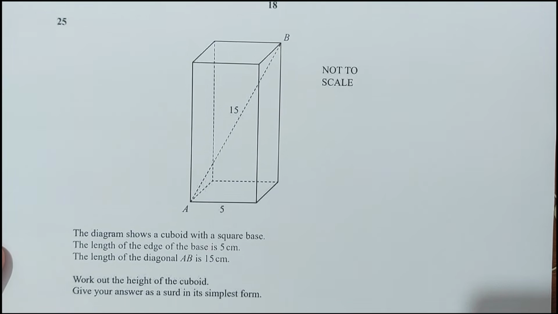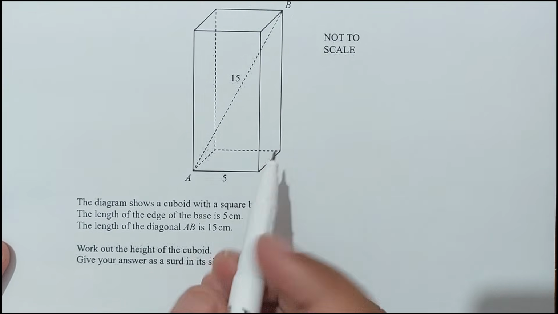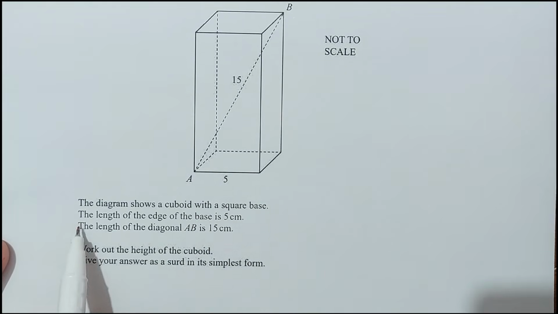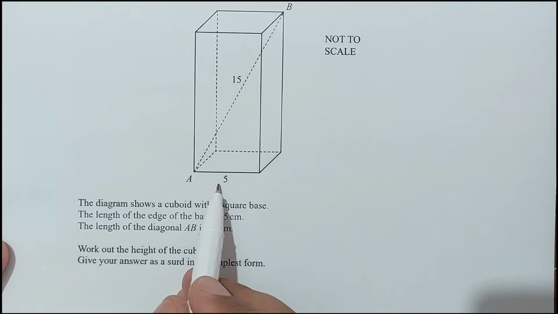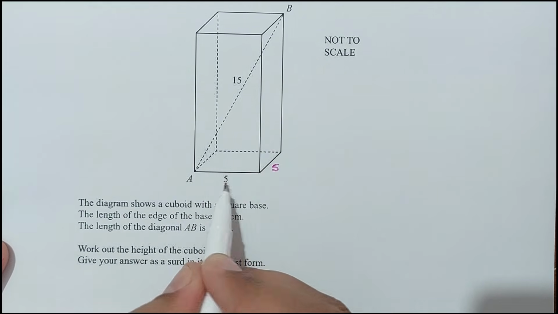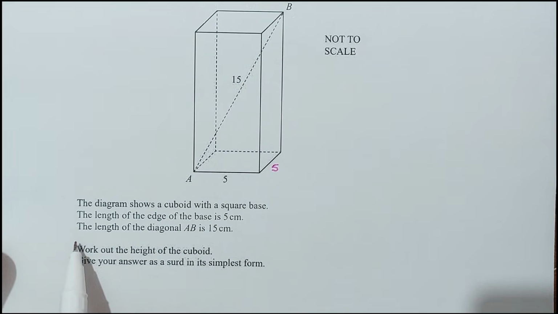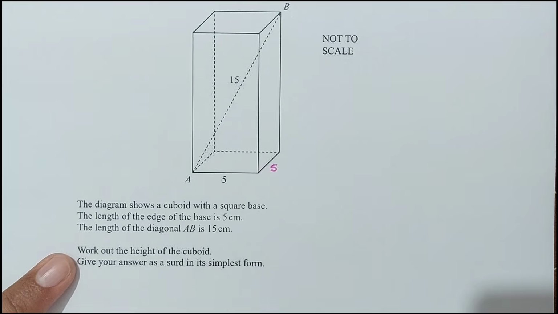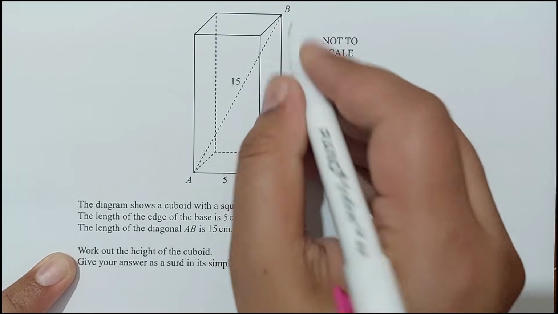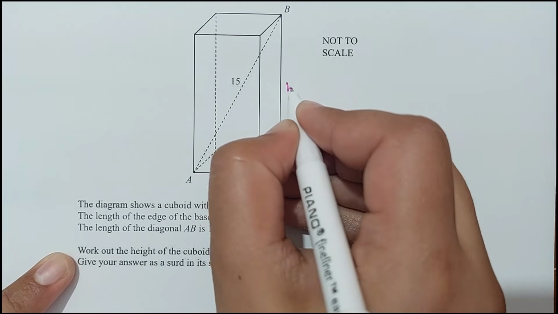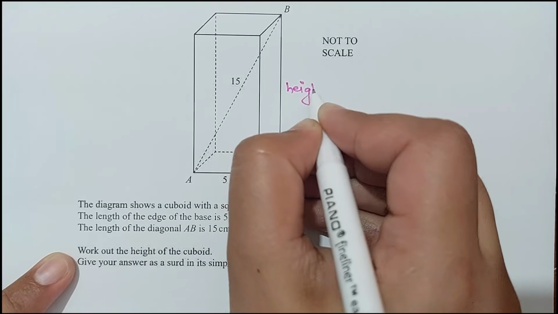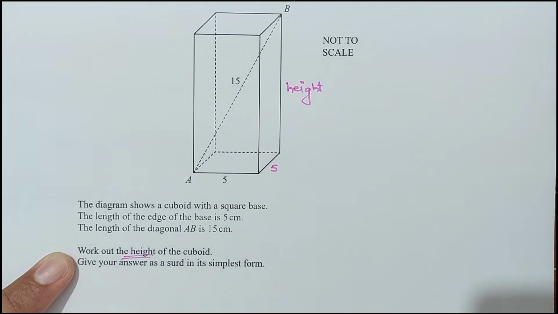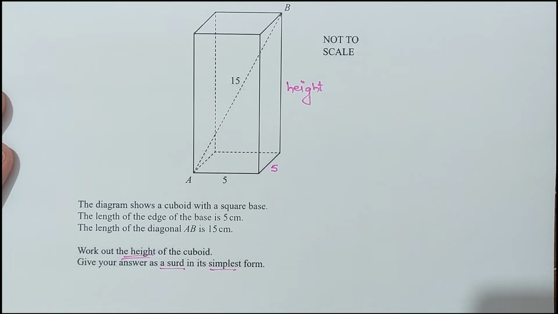Question number 25. The diagram shows a cuboid with a square base. The base is square. The length of edge of the base is 5. All the lengths are 5, 5, 5, and 5. The length of the diagonal A to B, this is a diagonal, its length is 15 centimeter. Work out the height. This would be the height of the cuboid. Give your answer as a surd in its simplest form. In a square root, we have to find the answer, right?